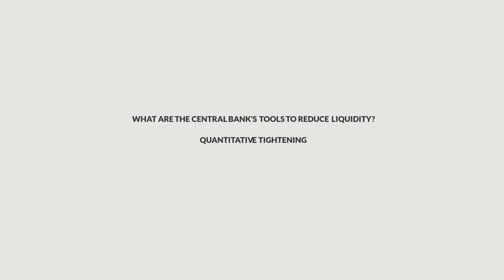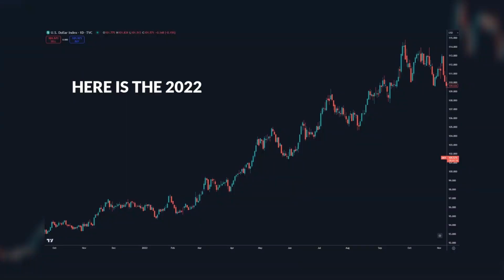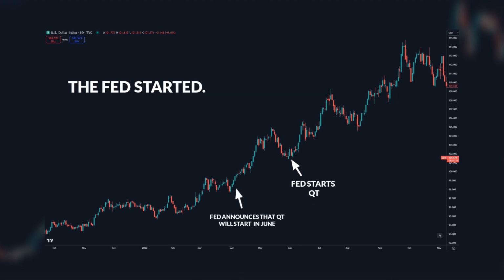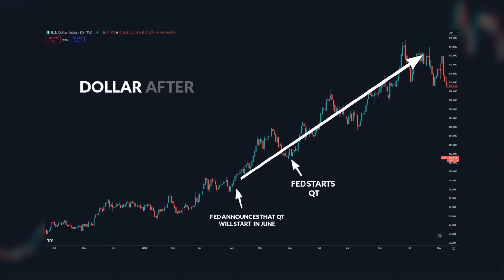So, what are the central bank's tools to reduce liquidity? Quantitative tightening and rate hikes. So while QE is the injection of liquidity into the markets, QT is the exact opposite. And as a result, obviously, the exact opposite effect is created with the strengthening of the domestic currency. Here is the 2022 QT program the Fed started, which, as you can see, started a meaningful trend in the dollar after the downtrend from the 2020 QE program.